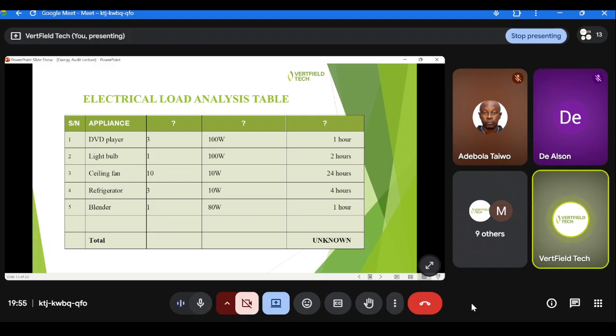Electrical load analysis table. So on my screen right now is a typical example of an electrical load analysis table. This electrical load analysis table is what really helps you to actually know the energy need of a facility. This electrical load analysis table is what you use to collect raw data from your client facility.